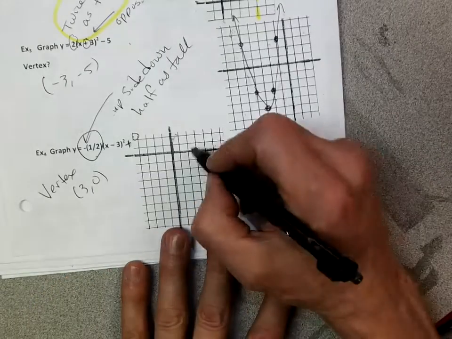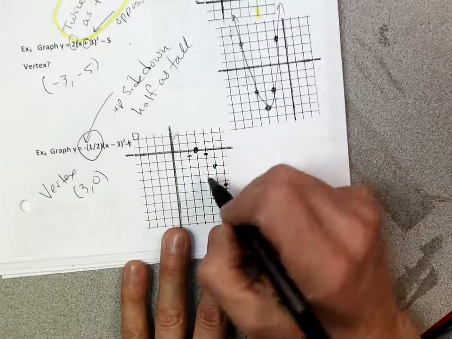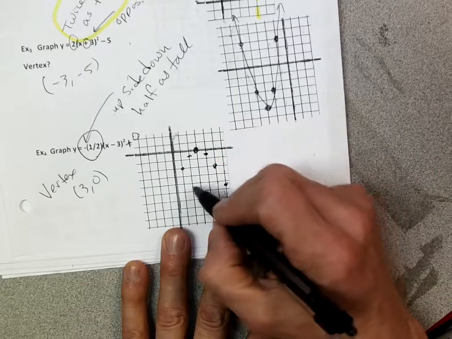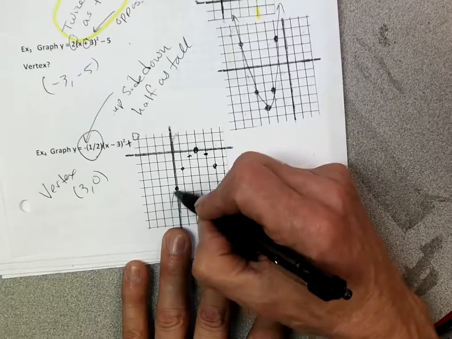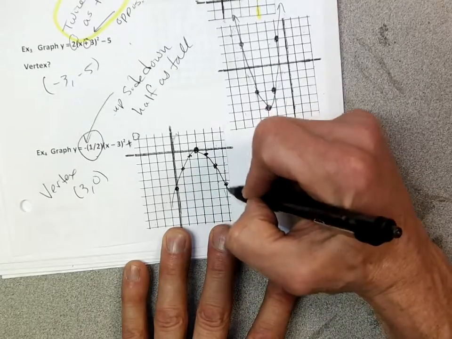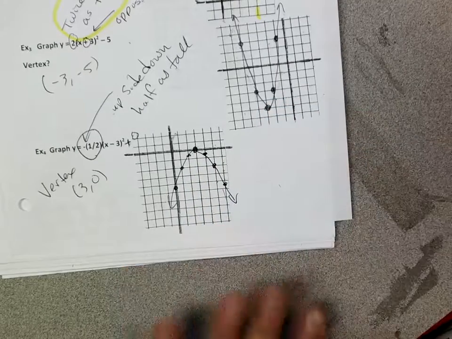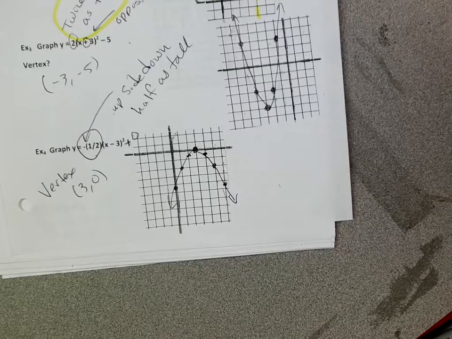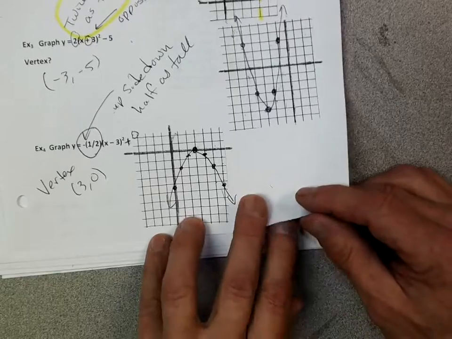So I do know I'll have another point right there at 1/2, another point there at down 2, another point right there, okay? Not bad. They all have the same shape. They're all parabolas, okay? Thumbs up.